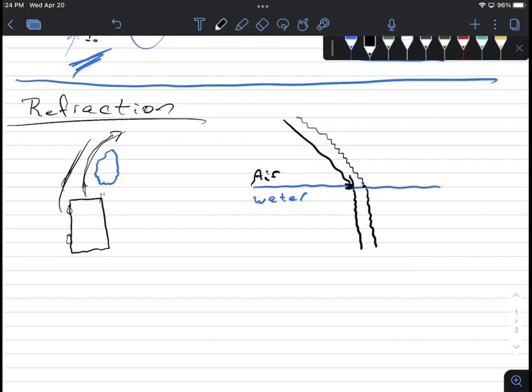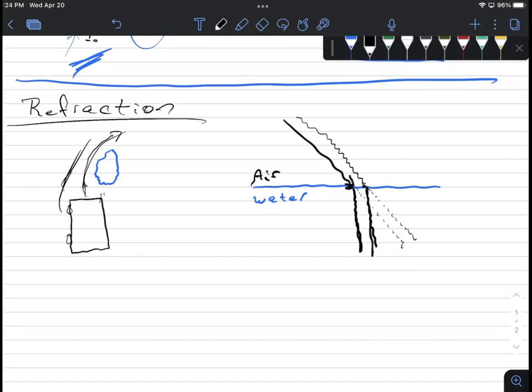And if you notice, what that means is, the light would have kept going straight if the water wasn't there. But because of the presence of the water and the fact that light travels slower in water, the light actually bends. And so now it travels in this new direction, this way instead. This is what's called refraction. It's the bending of light when light goes from one medium to another.